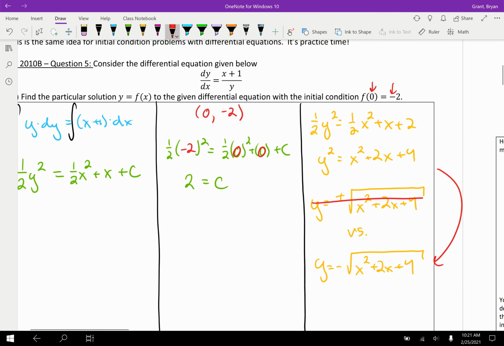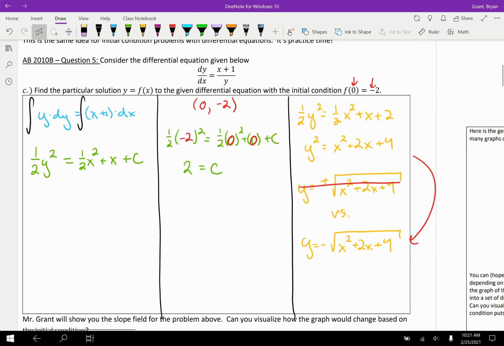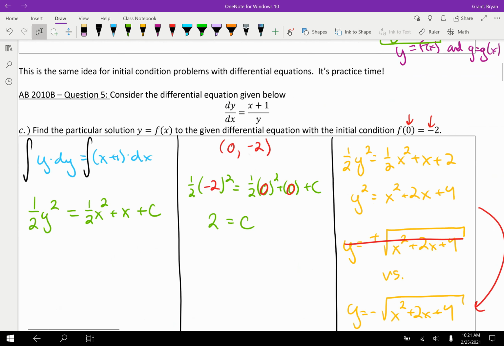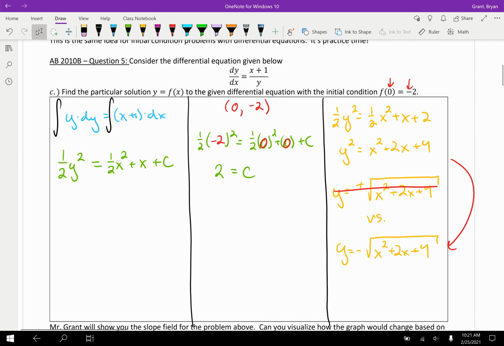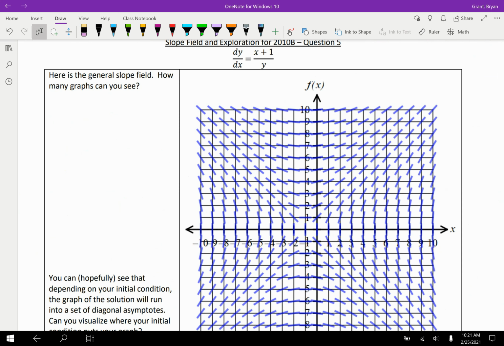Now, what does that actually look like? What are we doing here? Well, what I took some time to do is to create a slope field for this differential equation. I didn't want you guys to do it. I made one though. So here is my slope field. If you look at this slope field and you think about how many graphs are there, well, how many graphs do you see?